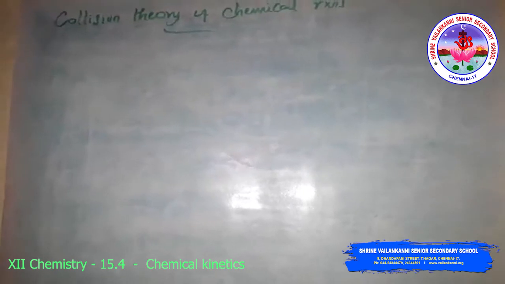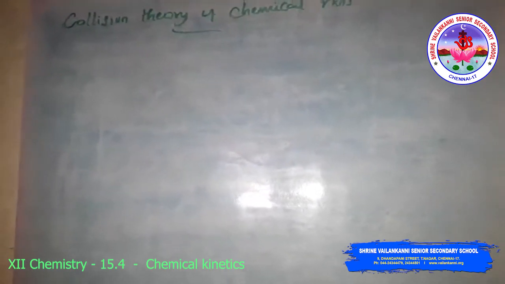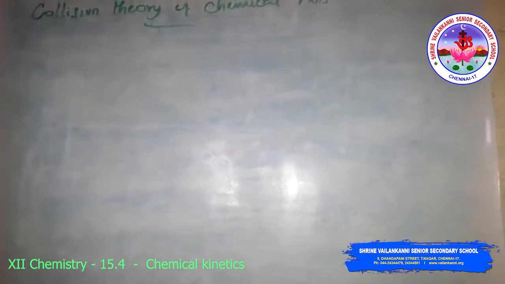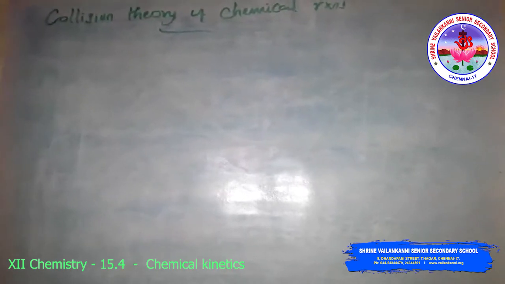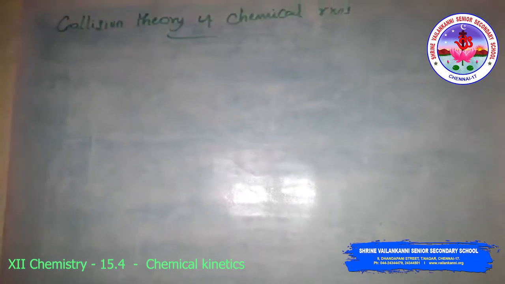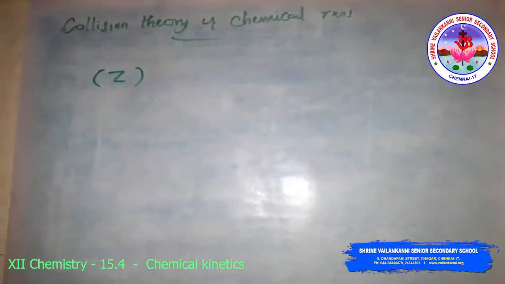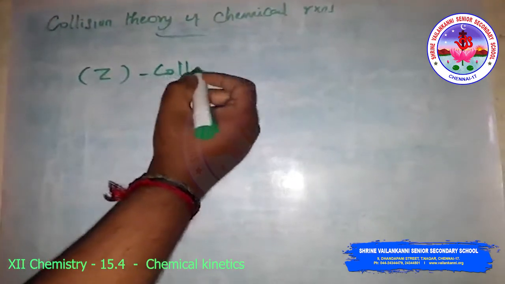According to this theory, the reactant molecules are assumed to be hard spheres and the reaction is postulated to occur when the molecules collide with each other. The number of collisions per second per unit volume of the reactant mixture is called collision frequency, simply denoted Z, that is, collision frequency.